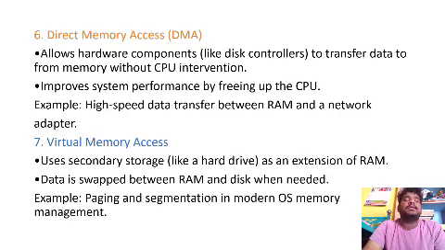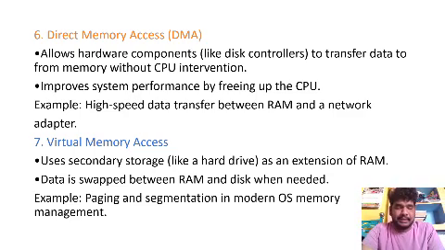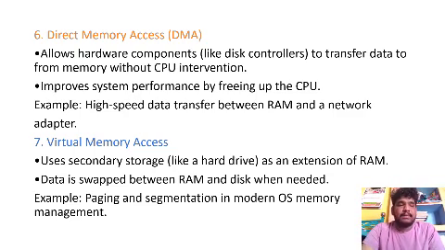Seventh one, virtual memory access. It uses secondary storage like a hard drive as an extension of RAM. Data is swapped between RAM and disk when needed. Example of virtual memory access: paging and segmentation in modern OS memory management.